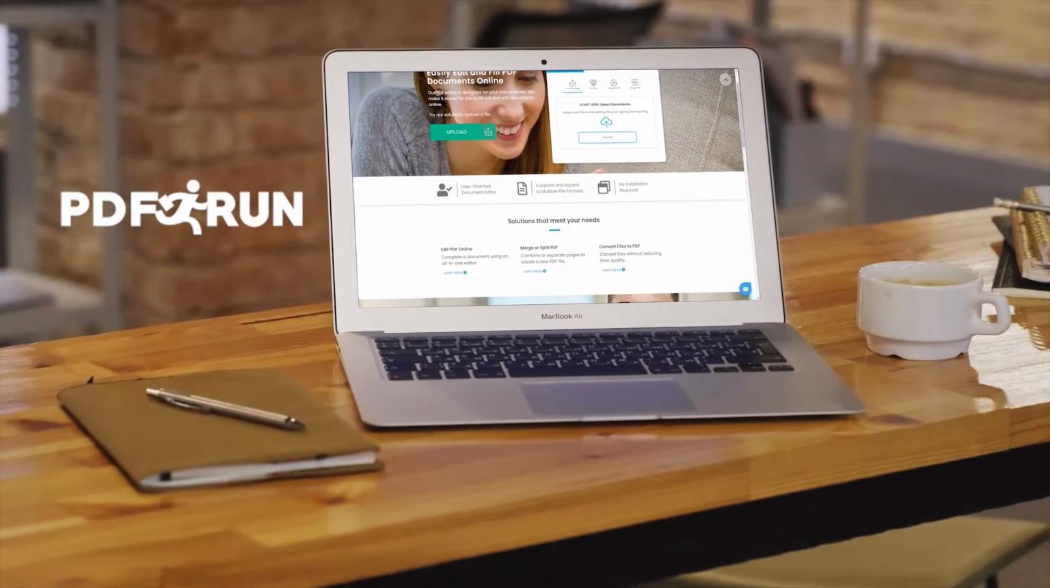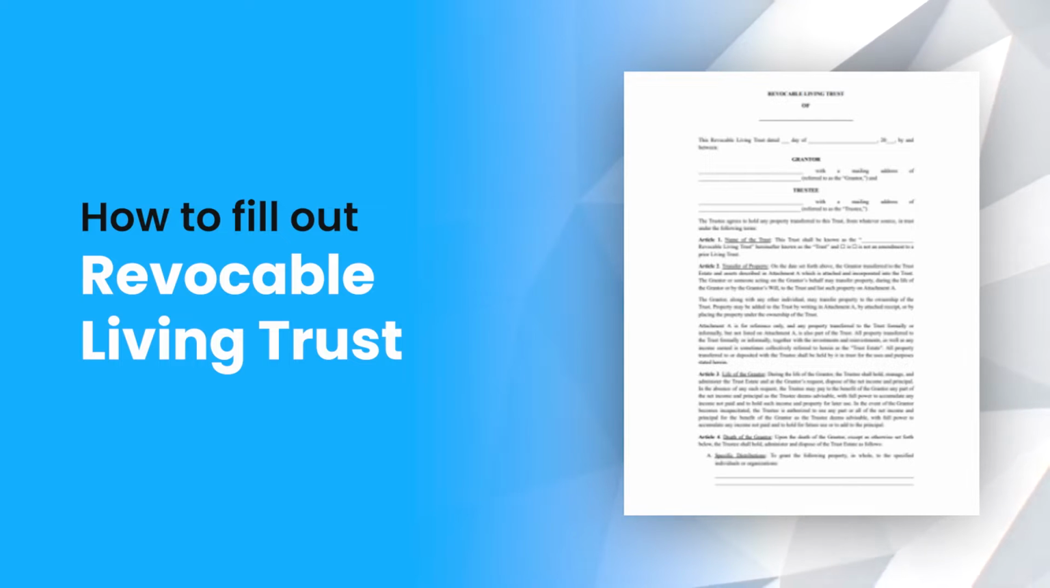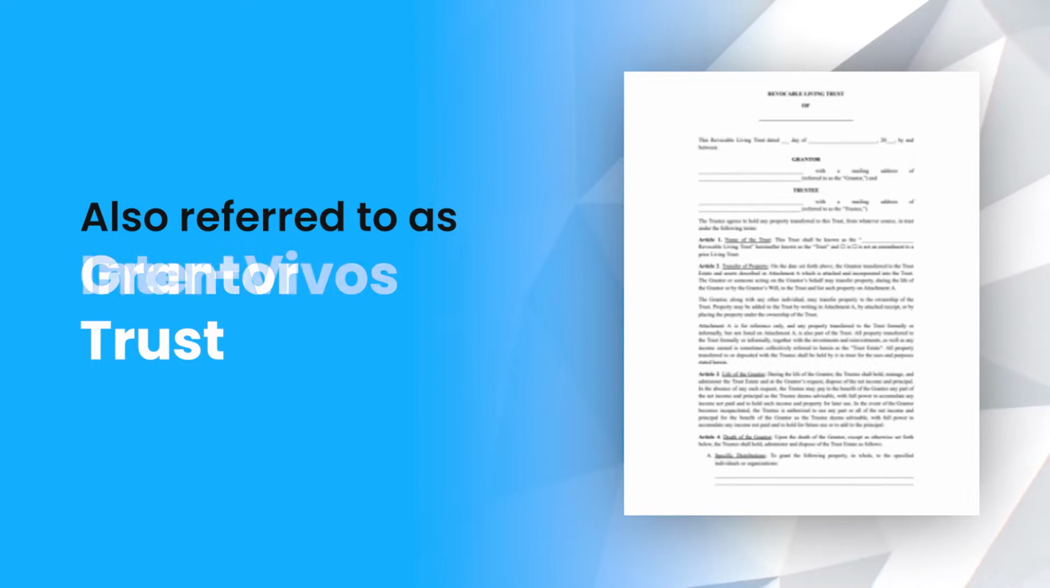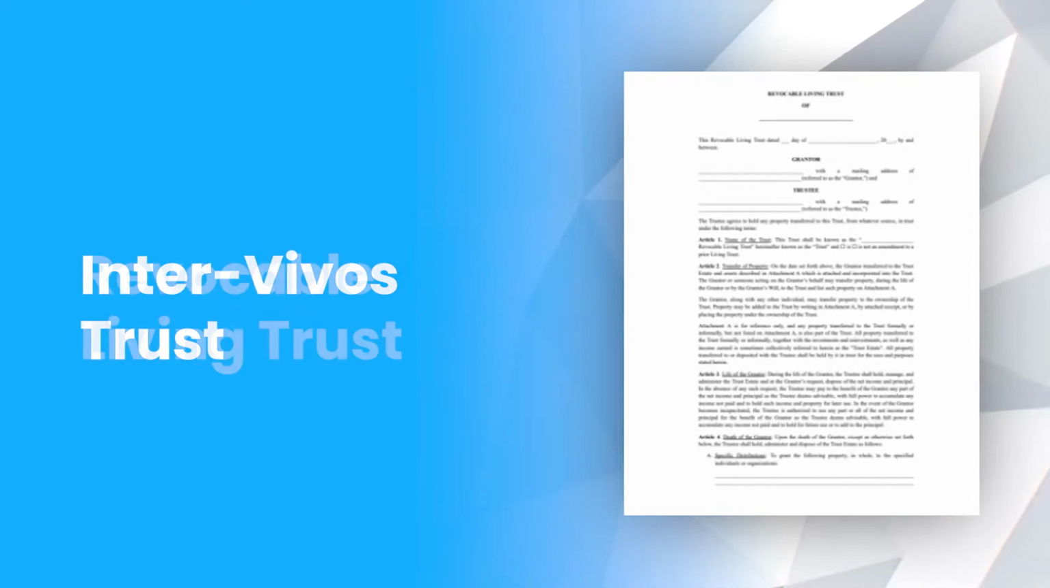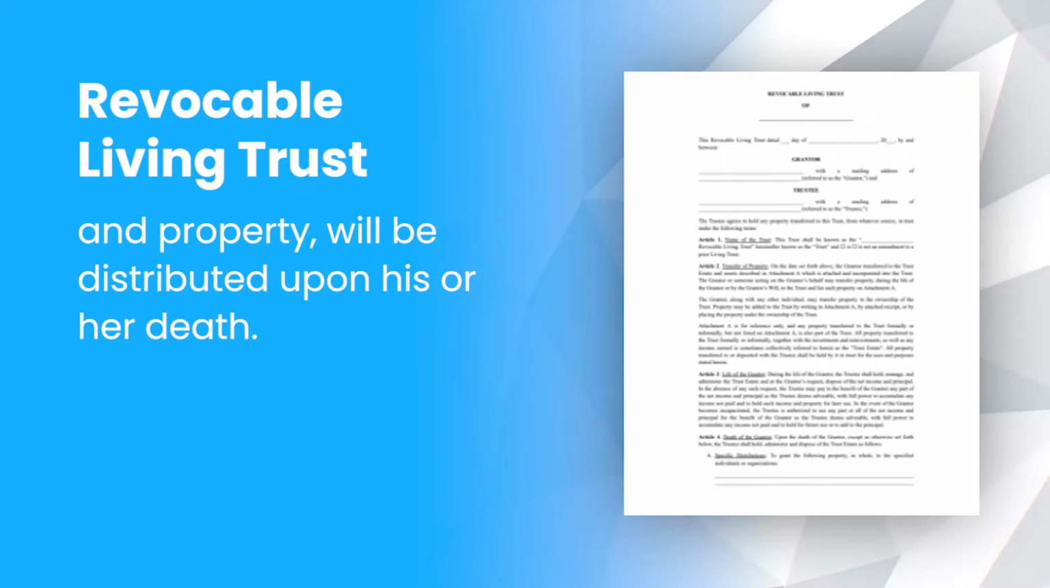Welcome to PDFRun. In this video, we'll guide you on how to fill out a Revocable Living Trust Form. A Revocable Living Trust, also referred to as the Grantor Trust, or Inter-Vivos Trust, is created by a grantor, with the purpose of holding his or her assets and properties in order to dictate how the aforementioned assets and property will be distributed upon his or her death.